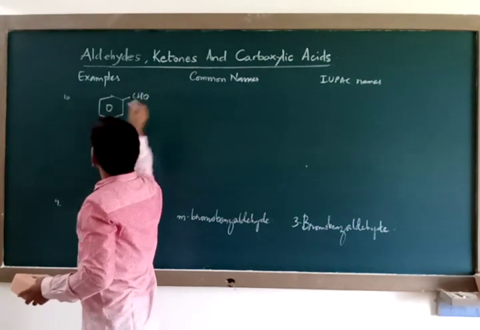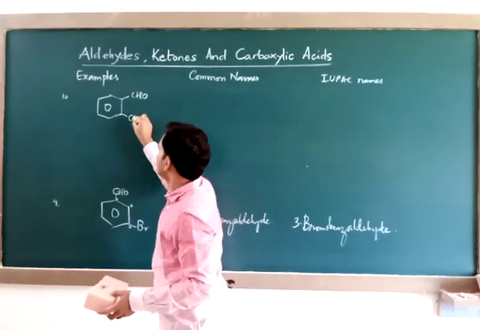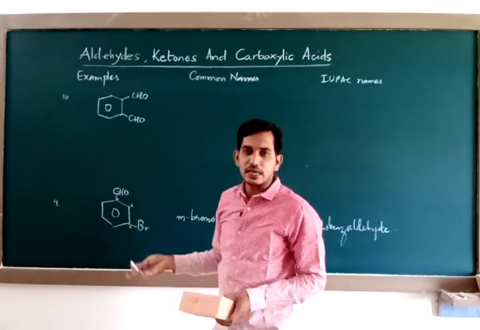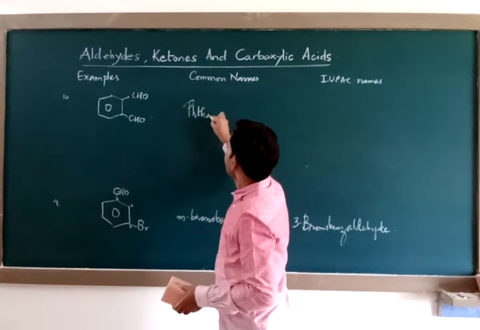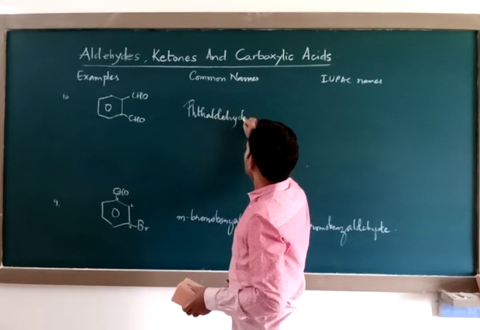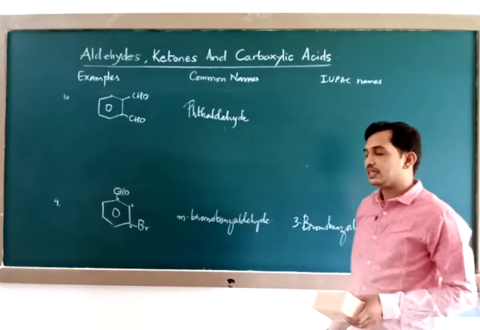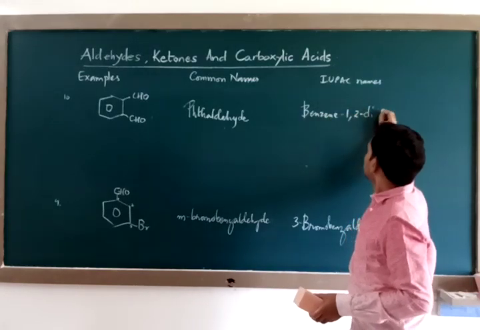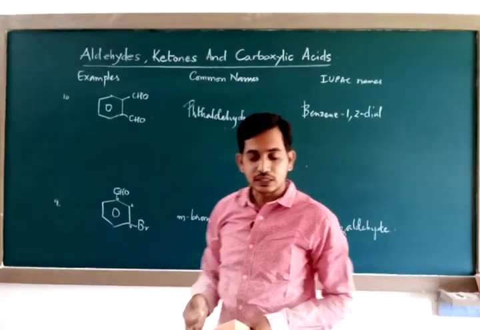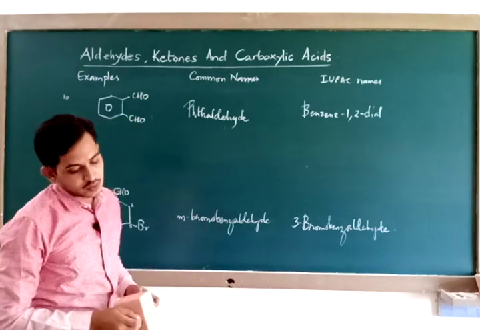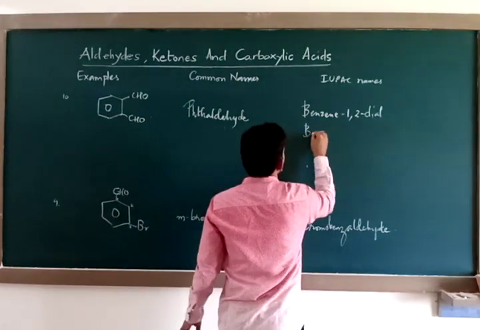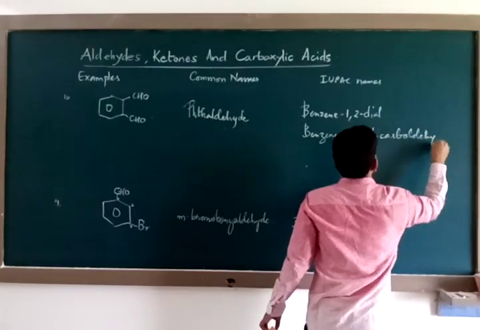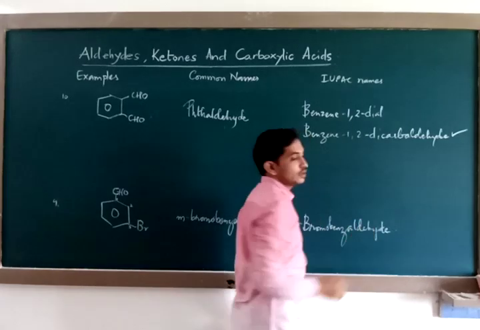What do we call this compound? Whether it is here or here, it is simply a benzaldehyde. Now, how do you name this compound? Its corresponding carboxylic acid is phthalic acid. Therefore, it is called phthaldehyde. Its IUPAC name is benzene 1,2 diol. Is this correct? Benzene 1,2 diol, or else benzene 1,2 dicarbaldehyde. This is a more accurate name than benzene 1,2 diol.